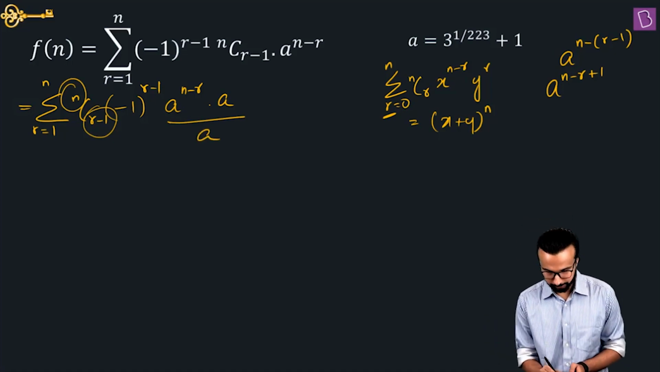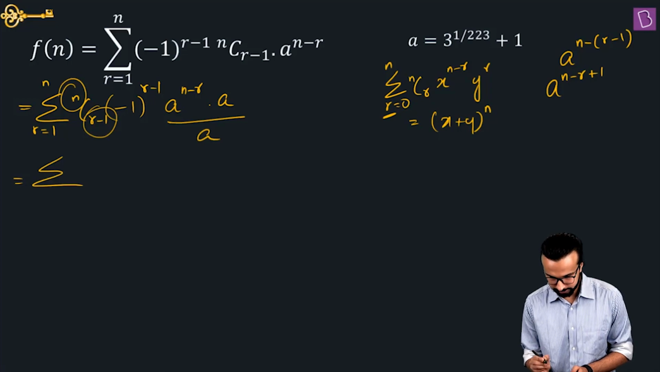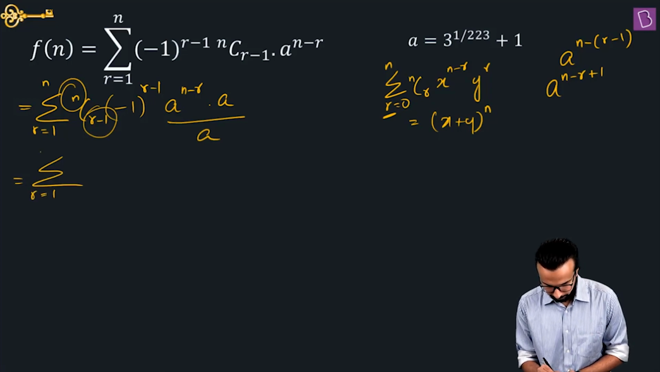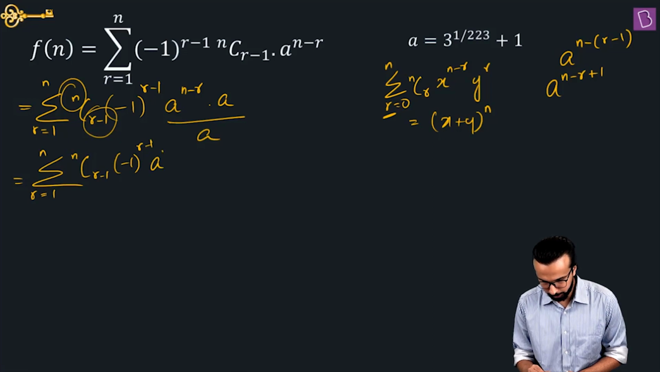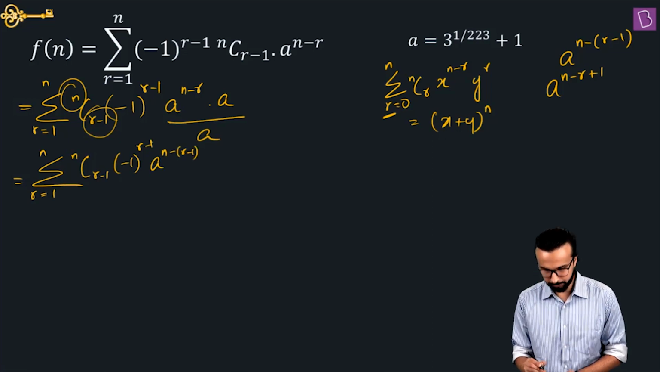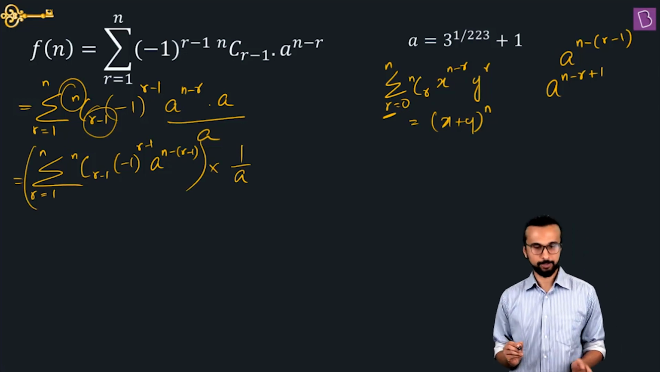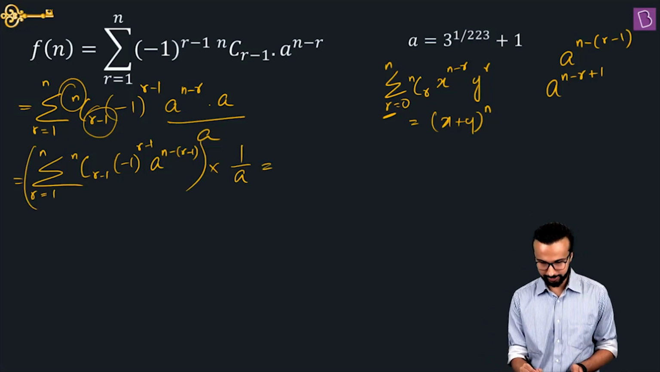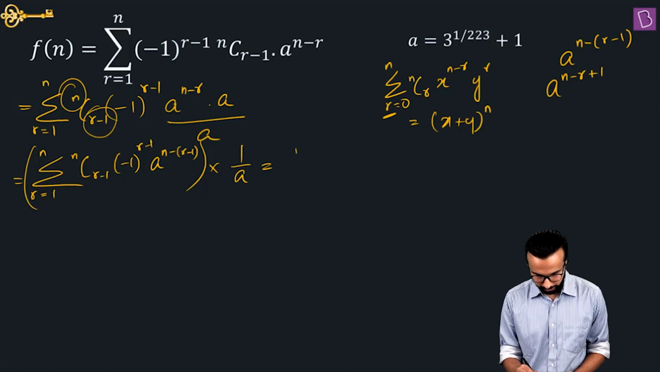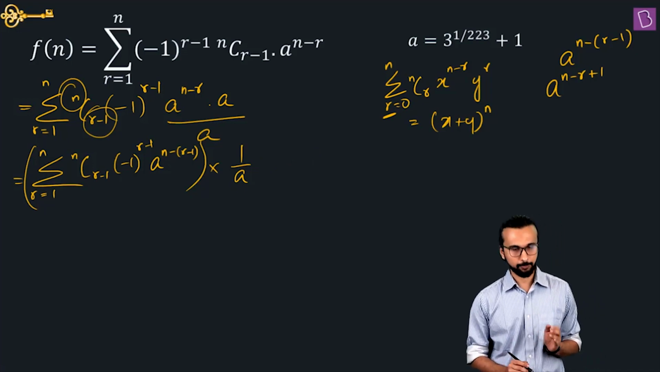Alright, so this becomes sigma r equal to 1 to n nCr minus 1 minus 1 power r minus 1 into a power n minus r minus 1. Alright, this whole thing will be multiplied by 1 by a outside. Okay, so this is nothing but the expansion of minus 1 x plus y raised to n, right? So first, let's just expand this. Put this 1 by a outside.